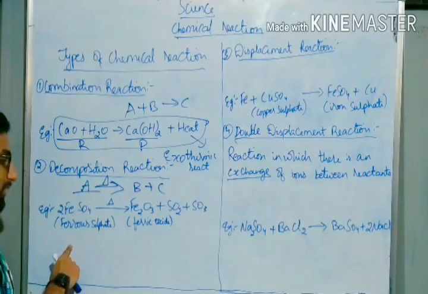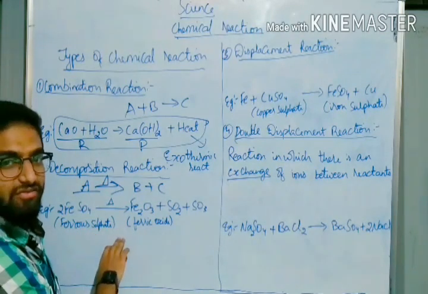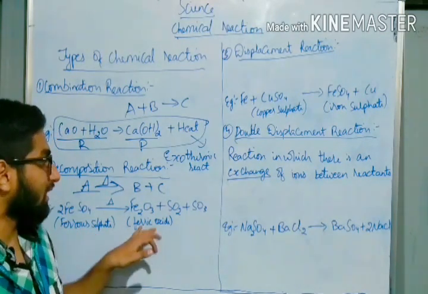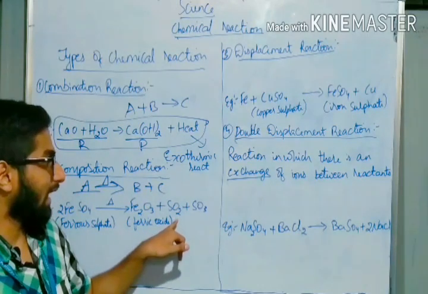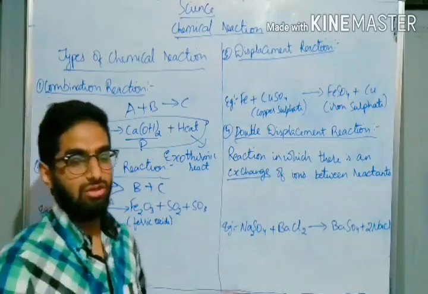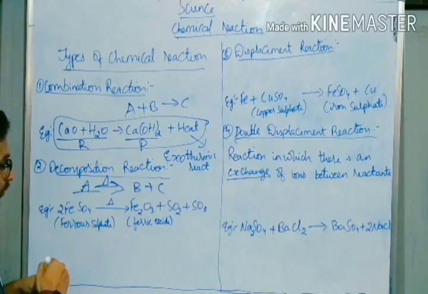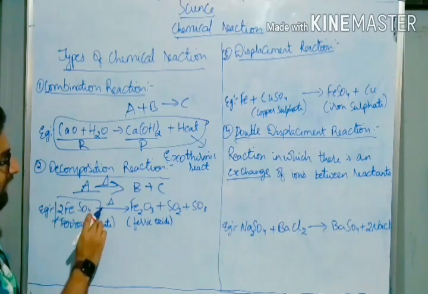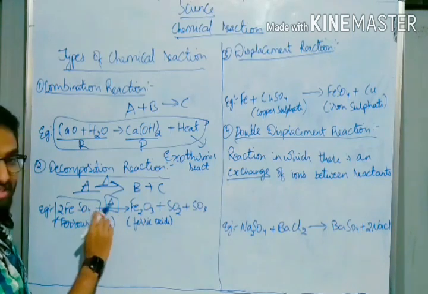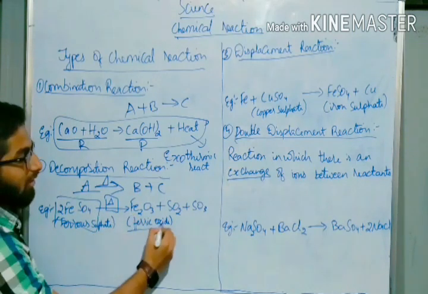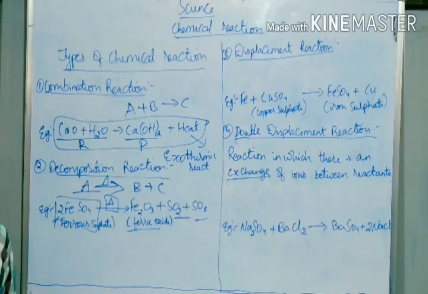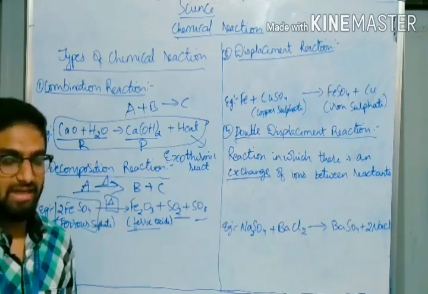Let me take an example. We have ferrous sulfate. When it is heated up, you are getting products ferric oxide and SO2 and SO3. See here, in this example, there is only one reactant, and after reacting, when it is heated up, you are getting two or more products. So this is your decomposition reaction.